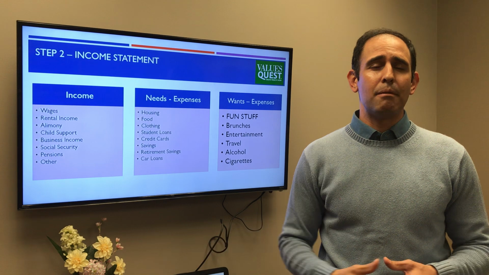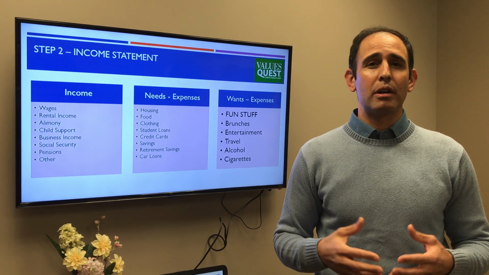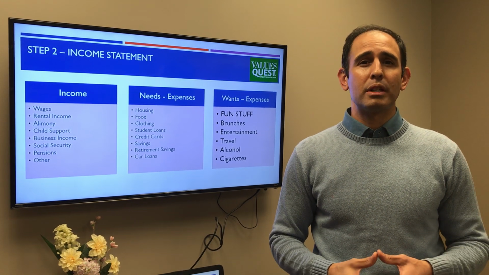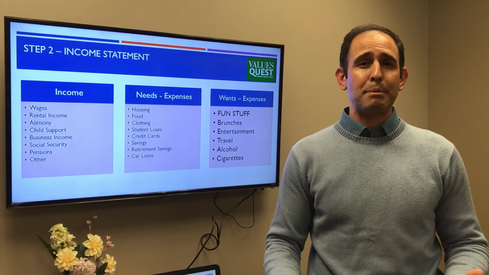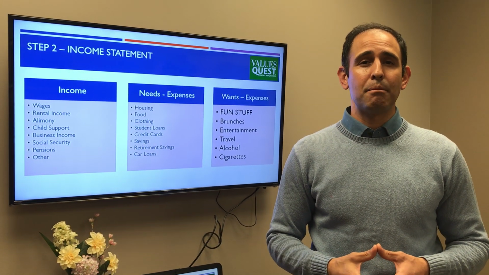The first one is income. That's pretty self-explanatory, but you want to gather all of your wages and salaries, alimony, child support, Social Security, or other types of investment cash flows that may be coming into your monthly income.